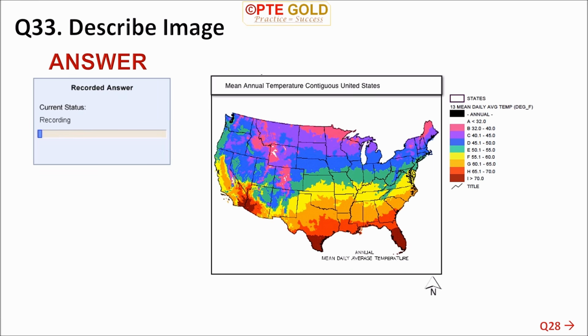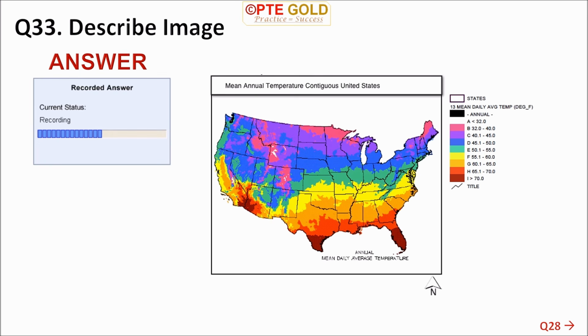This image represents the mean annual temperatures across the United States. The southern states are the hottest with mean daily temperature ranging from 70 degrees Fahrenheit and above, while northern states are the coldest with temperature ranging from 32 to 40 degrees Fahrenheit.